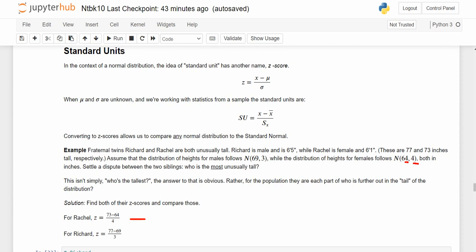Okay, and the same exact calculation for Richard. He's 77 inches tall minus the 69 inches average for his sex. And the difference is divided by 3.